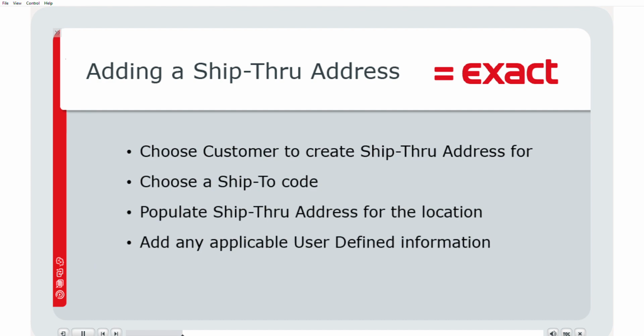Adding a ship-through address in Max is a simple process that consists of the steps as seen here. First, you will choose the customer to create the ship-through location for. You will populate the required fields, and the new ship-through address can then be used when shipping sales orders to intermediate locations, such as distribution warehouses.